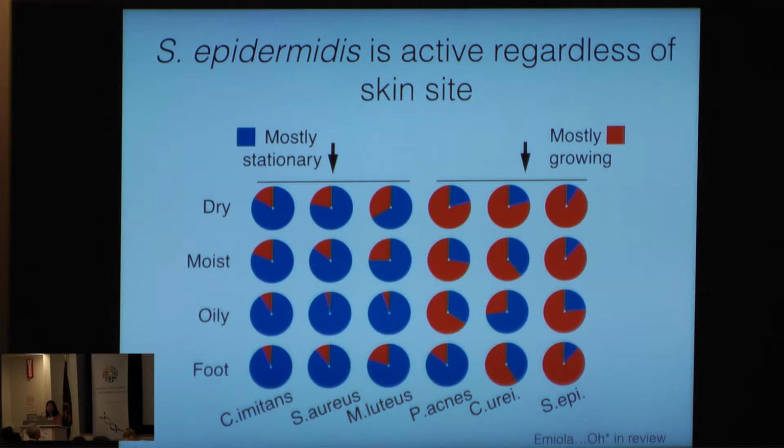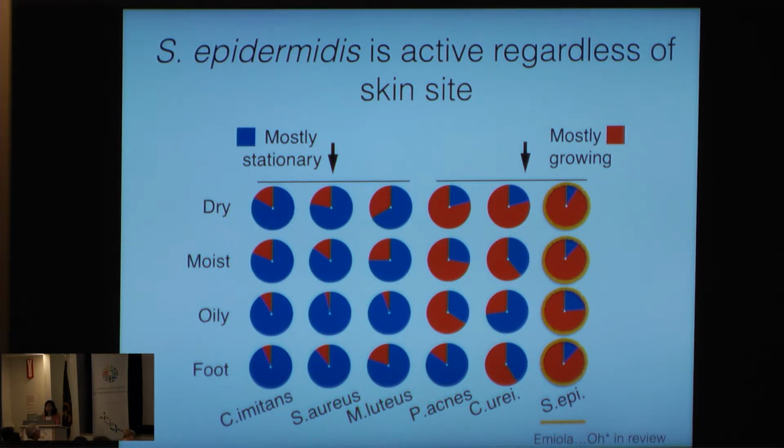And what we found, surprisingly, is that in a large proportion of skin sites, many of the microbes were actually stationary or dead, and relatively few microbes were active in most skin sites. Among those was our microbe, Staph epidermidis. So maybe this would make a good candidate. It's active in most skin sites.